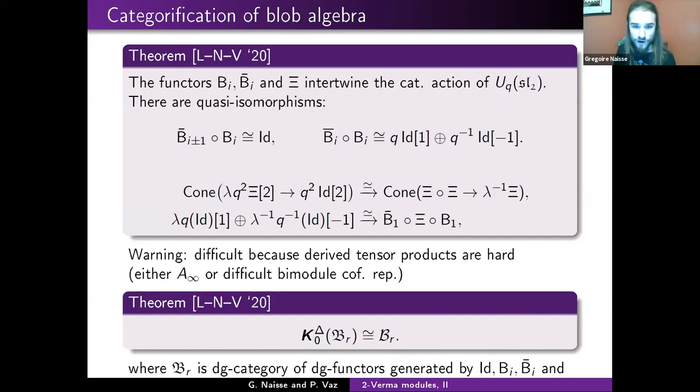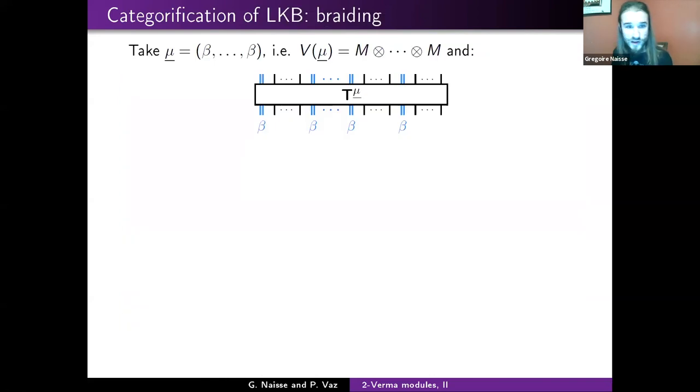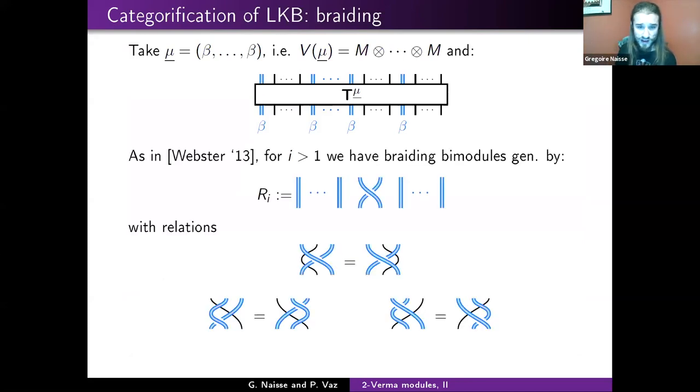And I think I'm almost out of time, but I just want to quickly go through the case with multiple Vermas. So this time you take all blue strands. And again, basically as Webster, you can define some braiding bimodule, by diagrams with some relation, and you do the right tensor product.